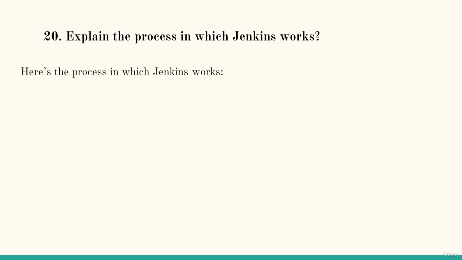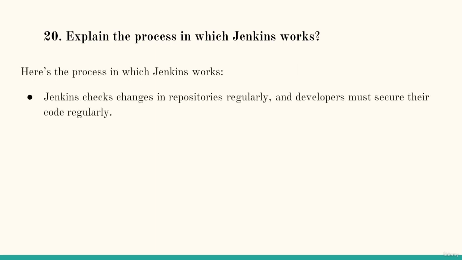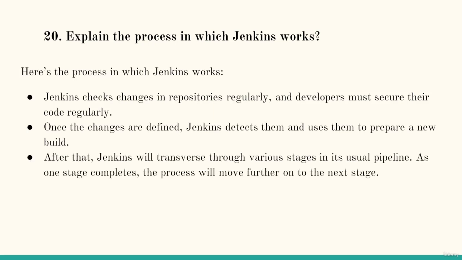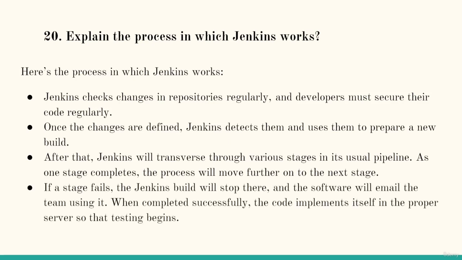Explain the process in which Jenkins works. Here's the process where Jenkins works. Jenkins checks for changes in the repository regularly, and developers must commit their code regularly. Once the changes are made, Jenkins detects them and uses them to prepare a new build. After that, Jenkins will traverse through various stages in its usual pipeline. As one stage completes, the process will move on to the next stage. If a stage fails, the Jenkins build will stop there and the software will email the team using it. When completed successfully, the code deploys itself to the proper server so that testing begins.